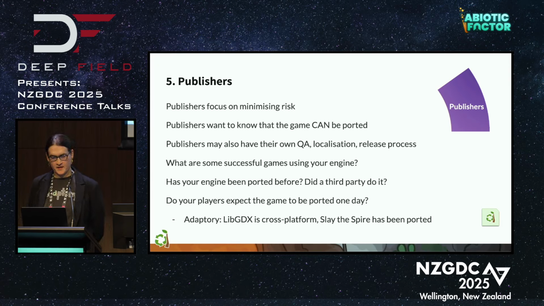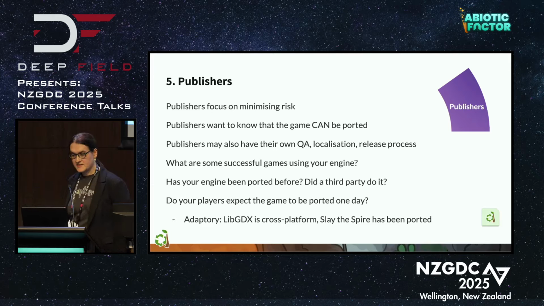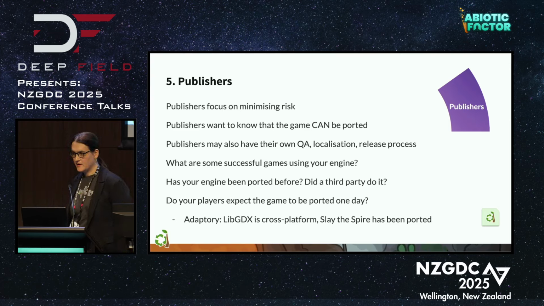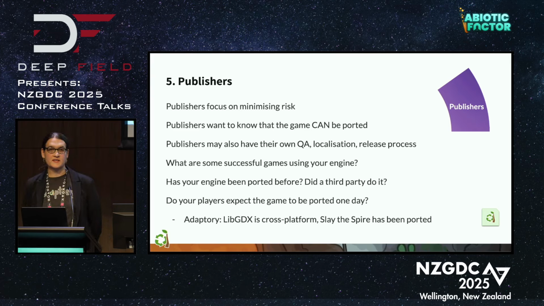Something that can help with this is talking with publishers about what some of the successful games are that have used your engine. So I often say, I'm using libgdx, it's the same as Slay the Spire. And people are like, oh, Slay the Spire has been ported very well, it's been very successful, libgdx is okay. You can talk about how games in the past have been ported. If you're making a game in an engine that has never been ported, that's a much harder sell to a publisher, in which case you should strongly consider staying self-published.